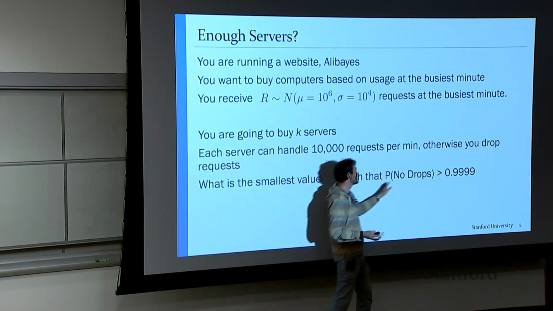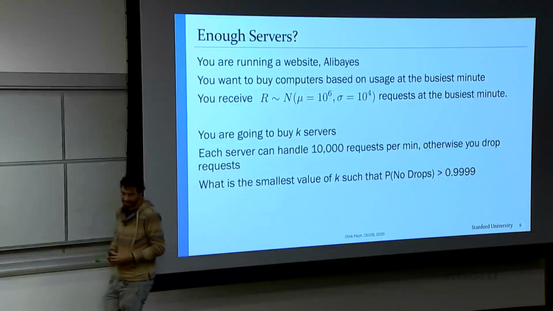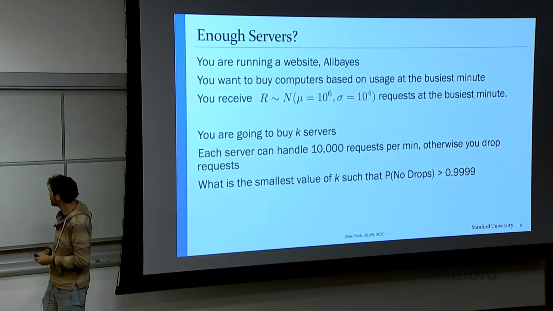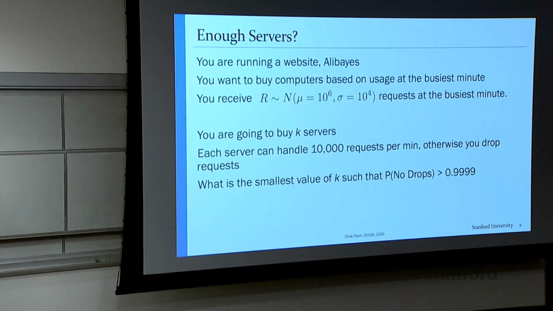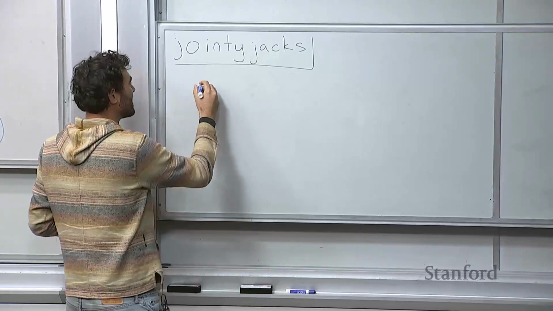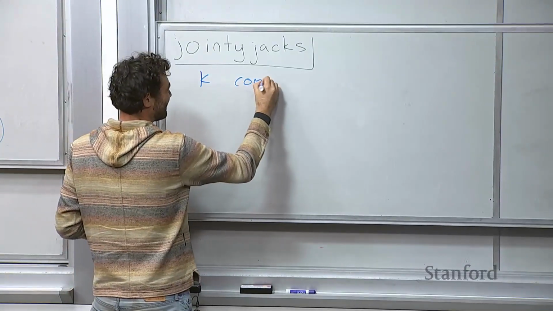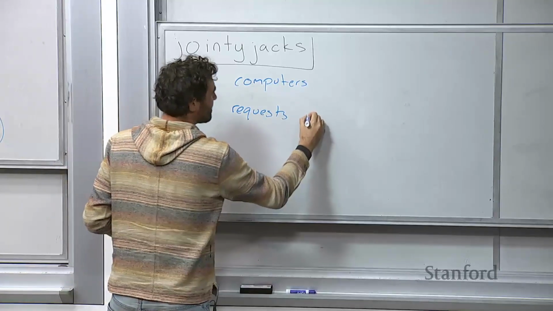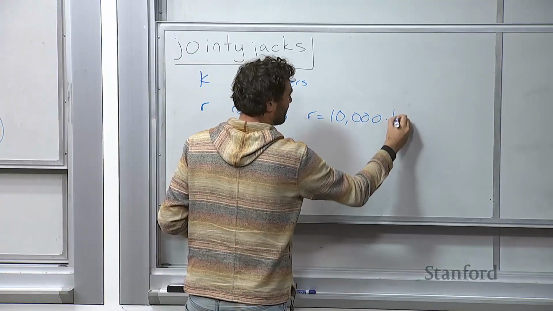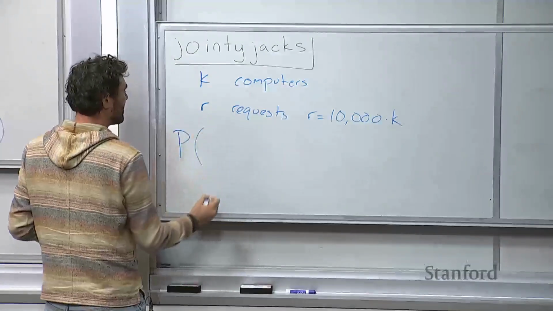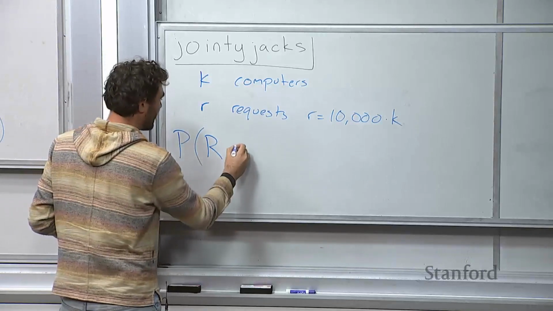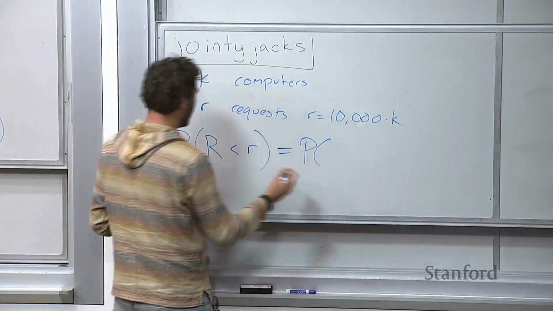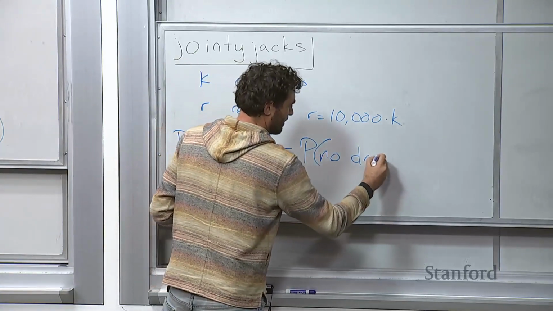And we want to buy as many computers such that the probability that we don't drop anything is greater than 0.9999. So we want to be pretty sure. Just to start this problem off, the probability of no drops: let's say R is the number of requests we can serve when we buy K computers. R is very simply equal to 10,000 times K. The probability of no drop is the probability that the true number of requests that come in is less than the requests that the computers can handle. That's just to start us off.